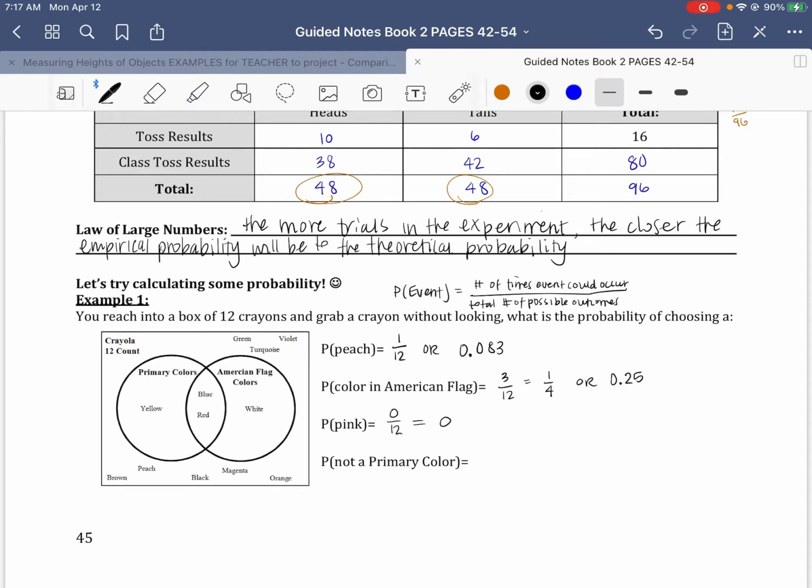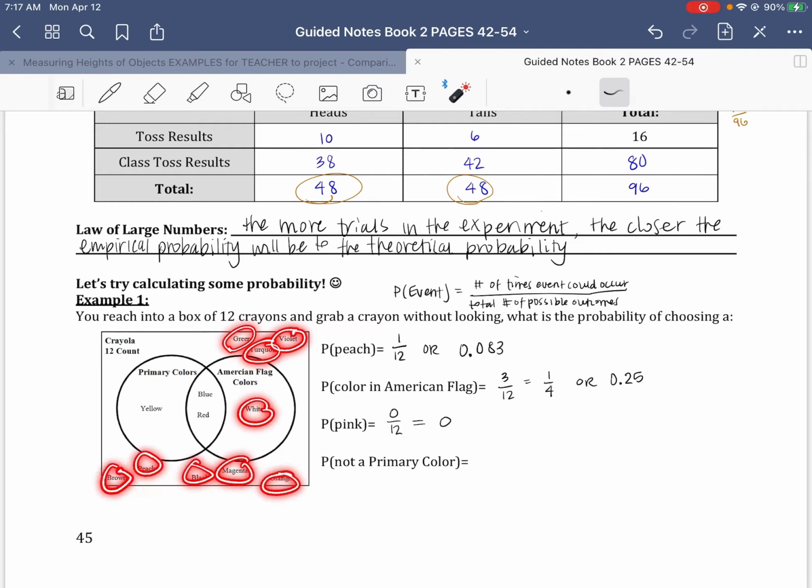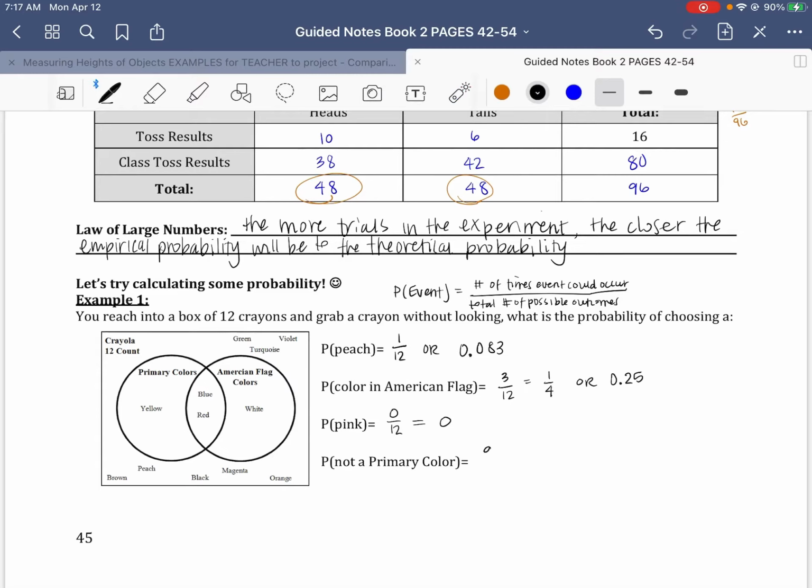Probability of getting not a primary color. So if you look in here, this one's not, this one's not, this one's not, right? All of these are not primary colors. So that would be 1, 2, 3, 4, 5, 6, 7, 8, 9 of them, right, out of the 12. Again, we simplify, so that would end up being 3/4, or in other words, we could write it as 0.75.